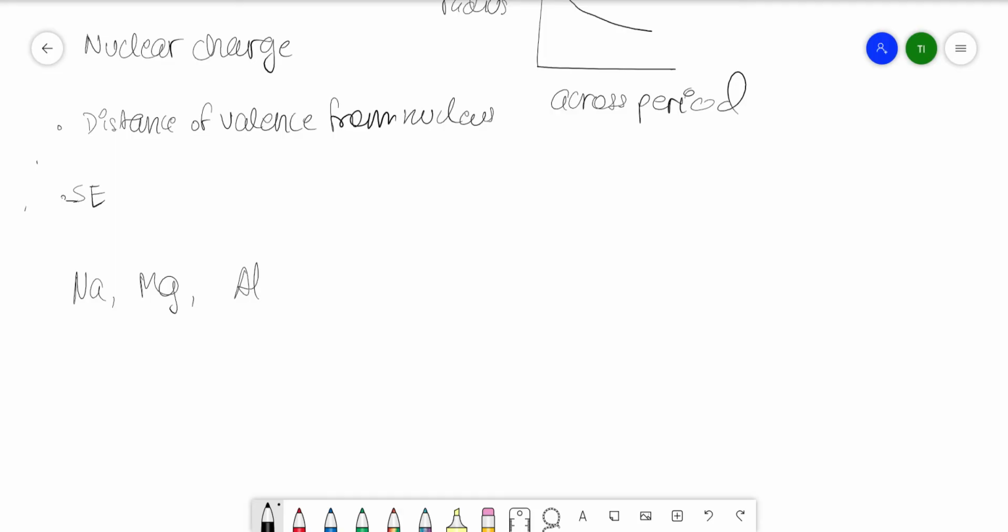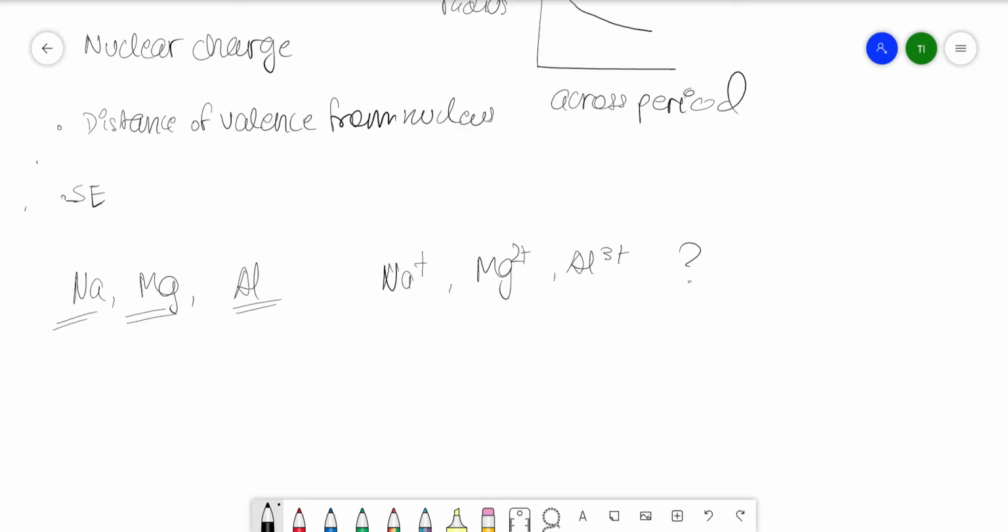Now, how would the cationic radius vary? What I mean by cationic radius here is the maximum oxidation state possible, so the most positively charged cation of each of these elements. How would the cationic radius of those vary across the period? In case you don't understand, Na+, Mg2+, and Al3+. How would the cationic radius vary across the period for these three ions?